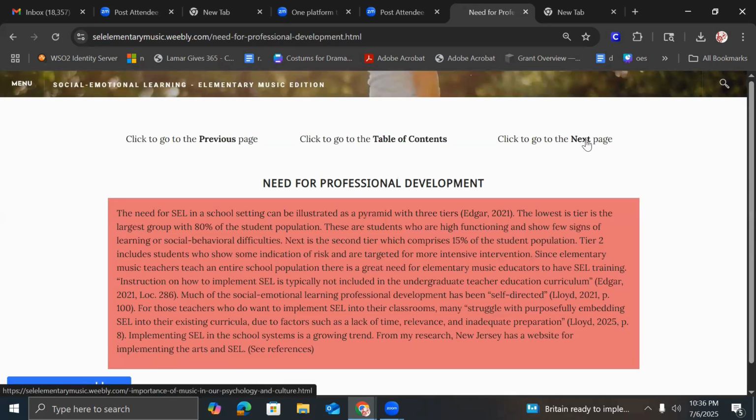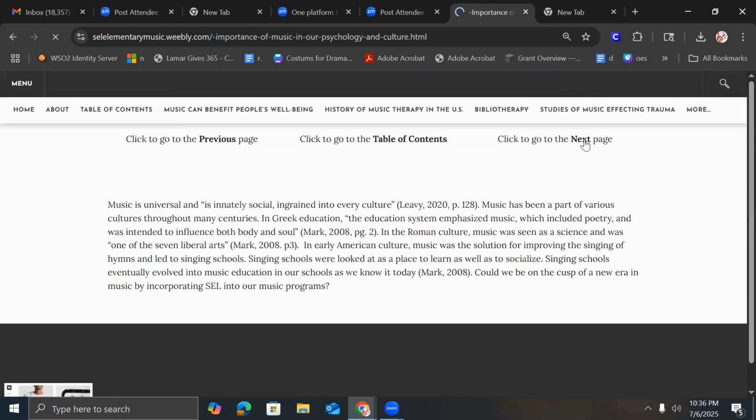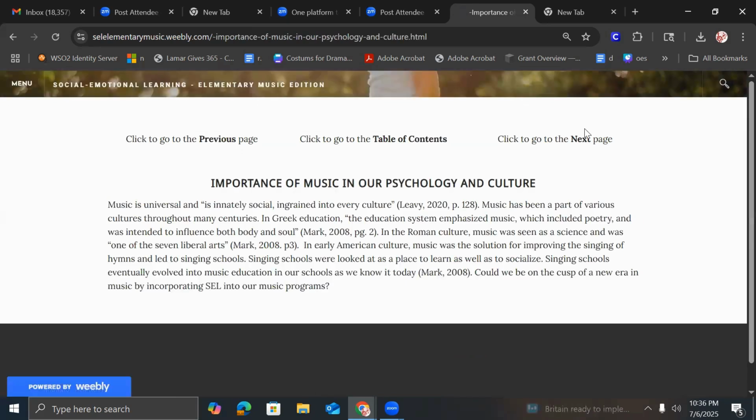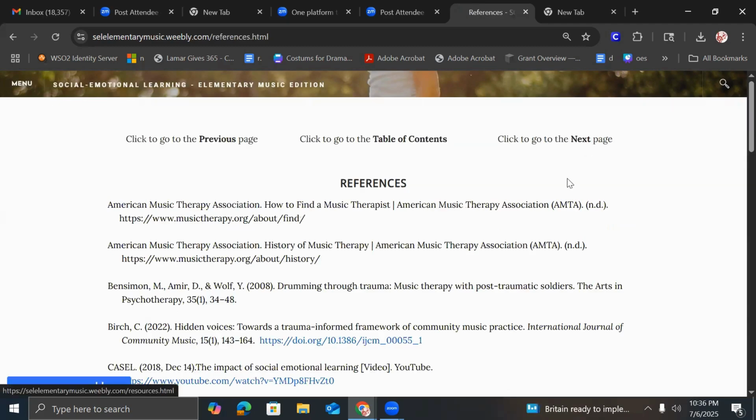There's a high need for professional development with this because we do not learn about this in our undergraduate degrees. And music is so important. Could we possibly be on the cusp of a new era by incorporating social emotional learning in our music programs?